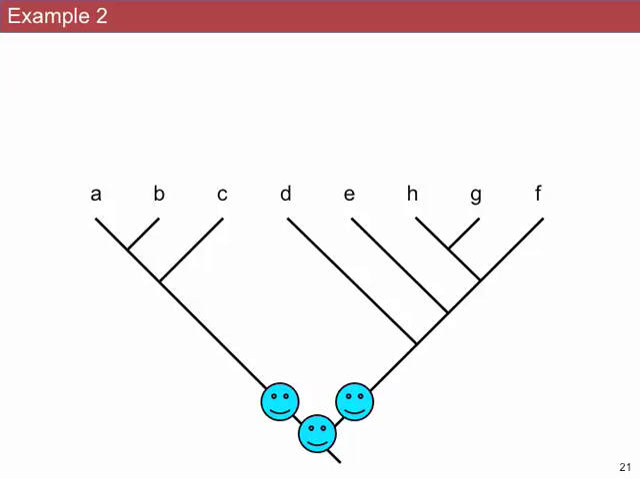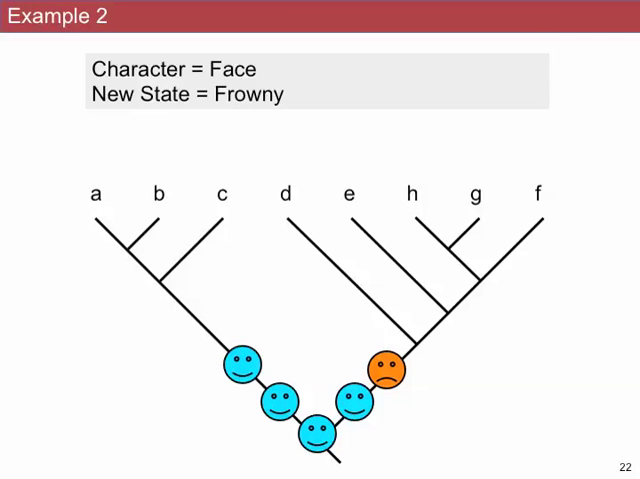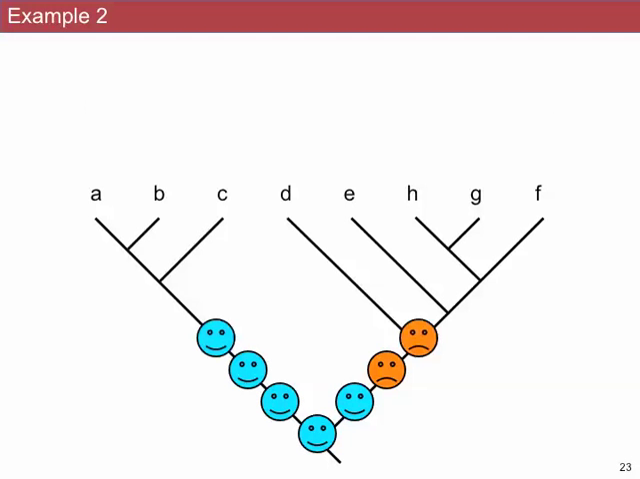We're starting with the smiley face in the most recent common ancestor again. And imagine there's some mutation and eventually that mutation takes over the population in this lineage over here to create the frowny face. And it's a character that is heritable. So the descendants, once the frowny face takes over the population, all of their descendants will inherit the frowny face.